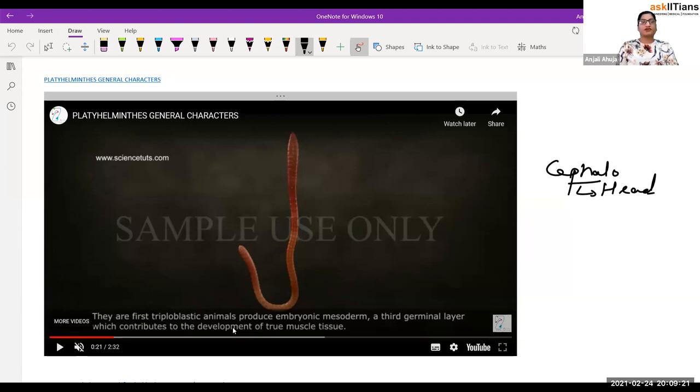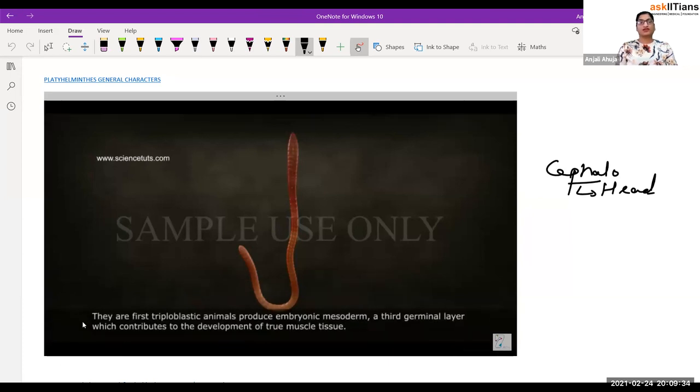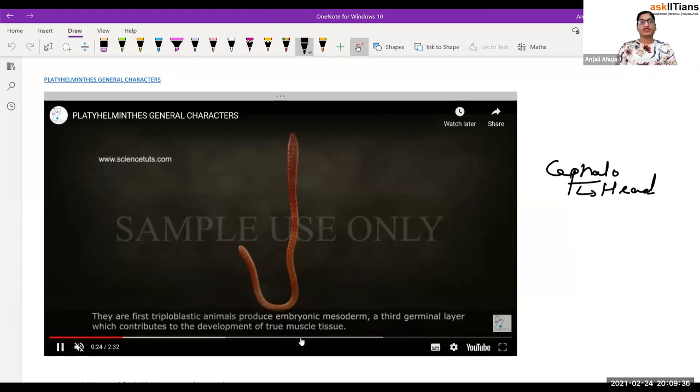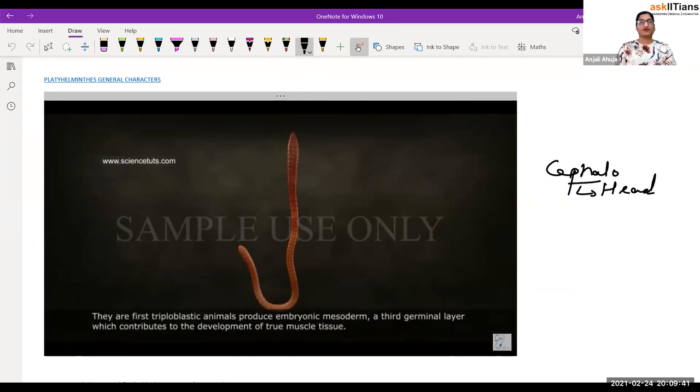They are the first triploblastic animals that produce embryonic mesoderm, a third germinal layer. So they are the first organisms to show mesodermal formation. That's why they are triploblastic organisms, and the mesoderm helps in muscle tissue formation, because all the germ layers form different body parts. So the mesoderm forms the muscles.